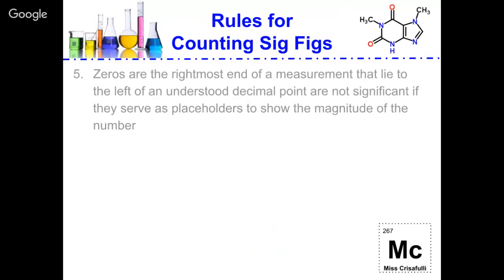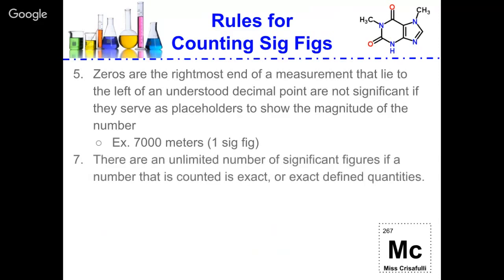Now, zeros at the rightmost end of the measurement that lie to the left of an understood decimal point are not significant if they serve as placeholders to show the magnitude of a number. Oh my goodness, what does that mean? So let's look at this. 7,000 meters has 1 significant figure. There are no decimal points, and those zeros at the end are just placeholders. So they are not significant. They show you how big the number is.